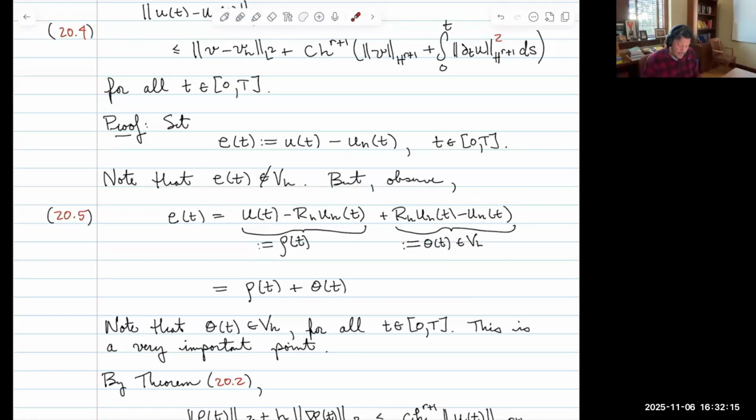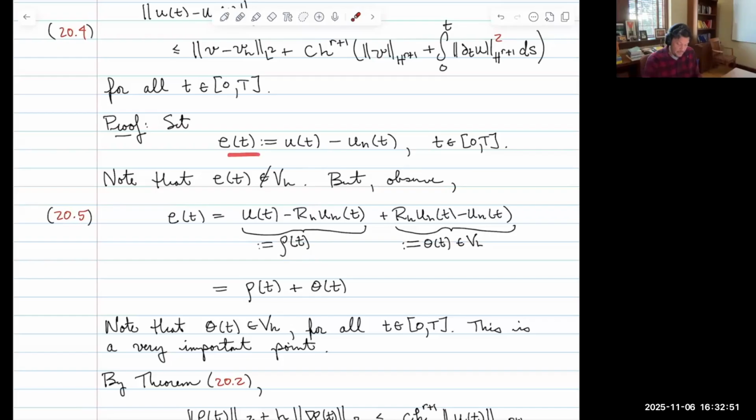However, notice that this difference function isn't in VH. Why? Well, this VH is a subspace of H01, but this function here is not in VH. So if I take the difference of these two functions, this guy is probably not going to be in that space, so the difference is not going to be in the space. However, it's going to be useful later for us to have some part of the error in the space VH. And here's how we're going to do that.